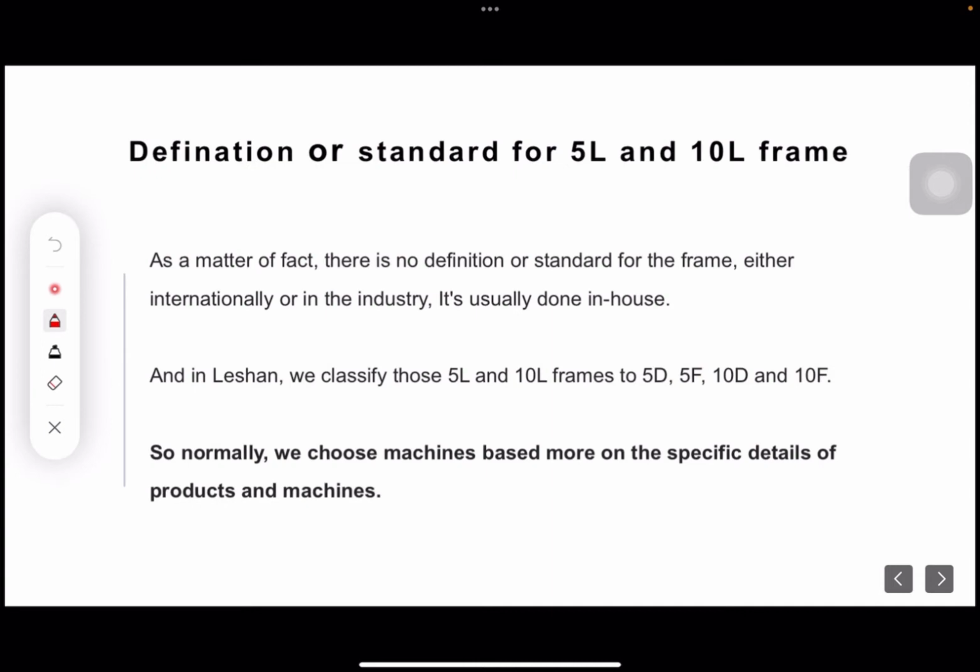First, everyone should know that there is no definition or standard for the frame, either internationally or in the industry. So it's usually done in-house. Such as in LESHAN, we classify those 5 liter and 10 liter frames to 5D, 5F, 10D, and 10F. So normally, which is very important, we choose machines based more on the specific details of products and machines. Okay, next one.